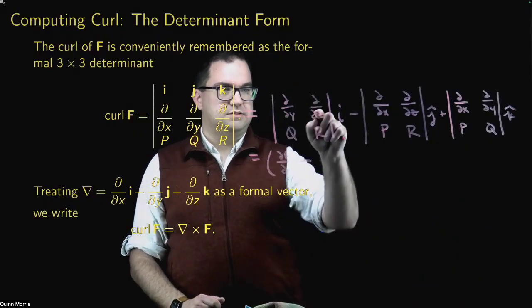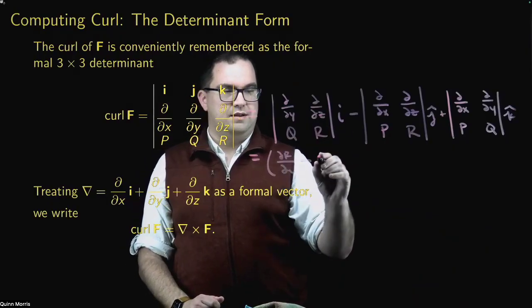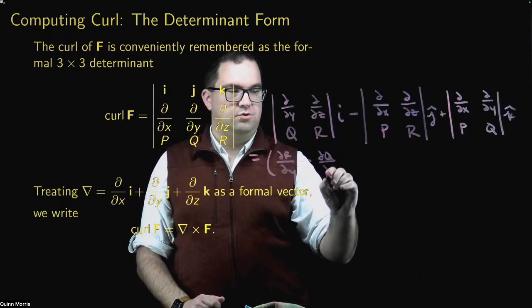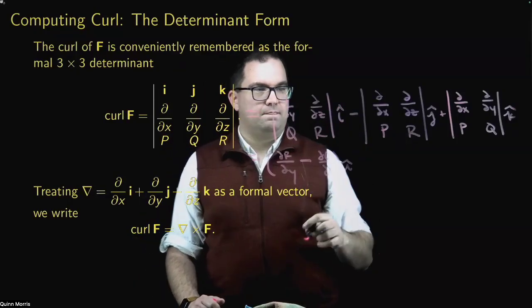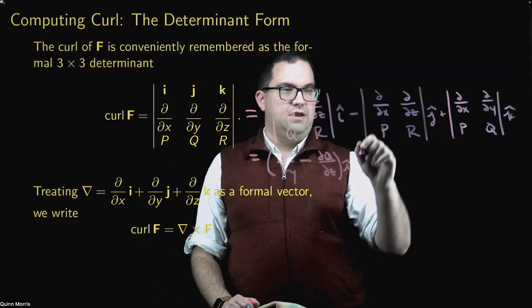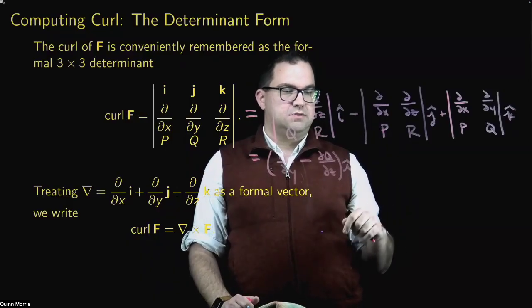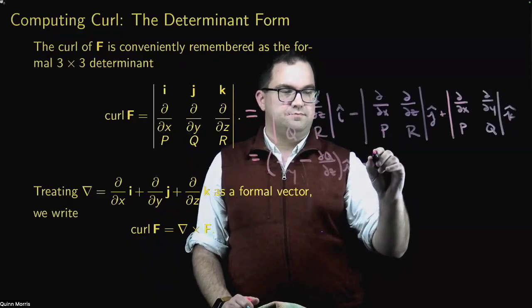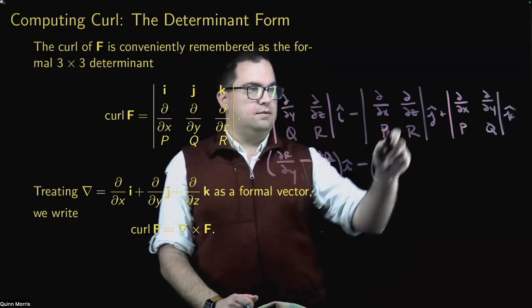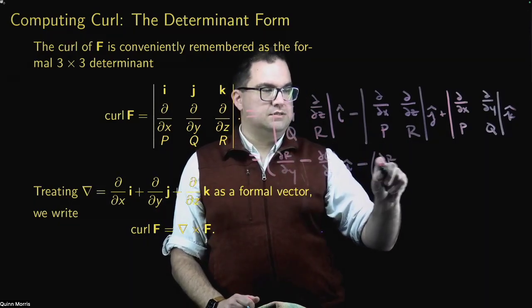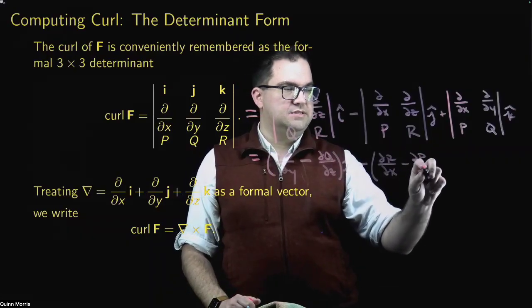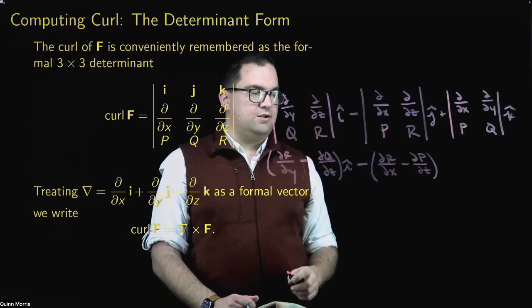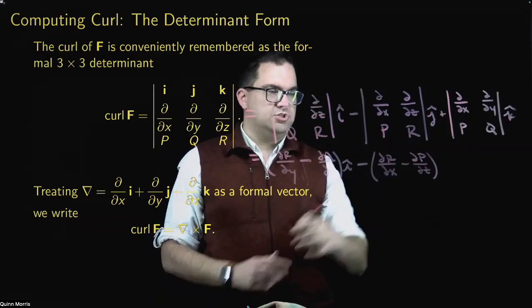And then minus this product, but again, not really a product. This would give me dq dz i. And now here, I've got a minus, so I would have a minus dr dx minus dp dz. But one of the things I noticed is I could move this minus inside and just switch the order of these.